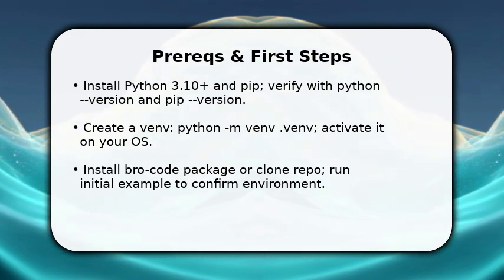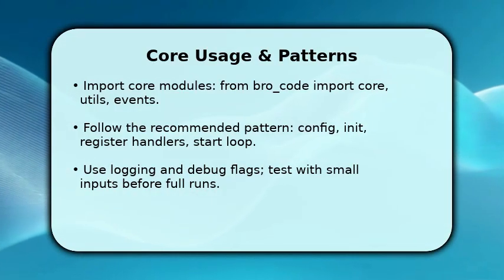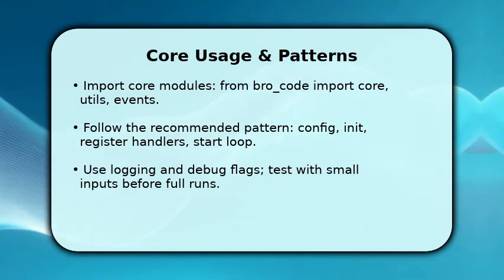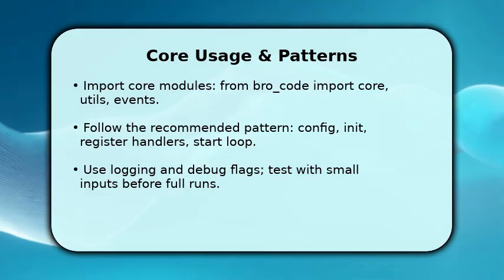You now build the core flow, configure settings, initialize the framework, and register your handlers. Explain when and why each handler runs: events fire on specific triggers, utilities shape data. Once handlers are registered, start the main loop and monitor logs. This lets you catch errors early.